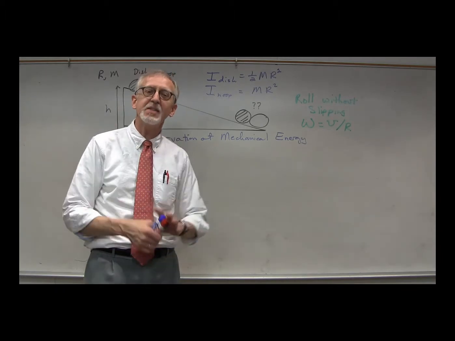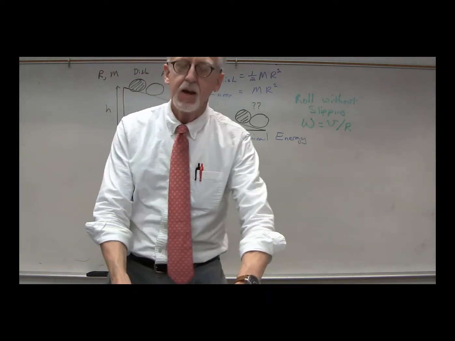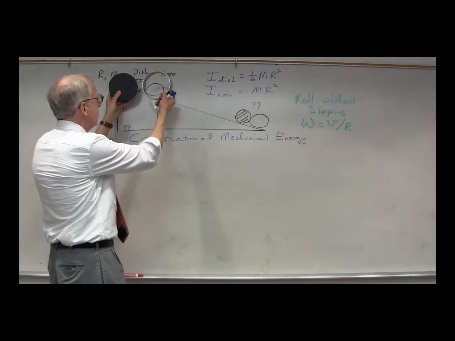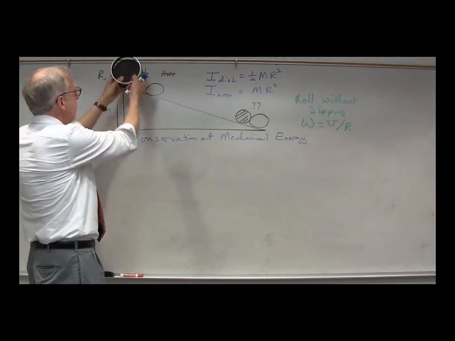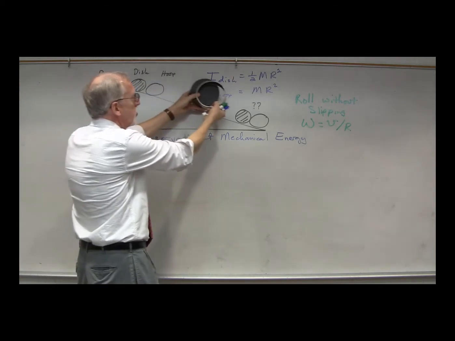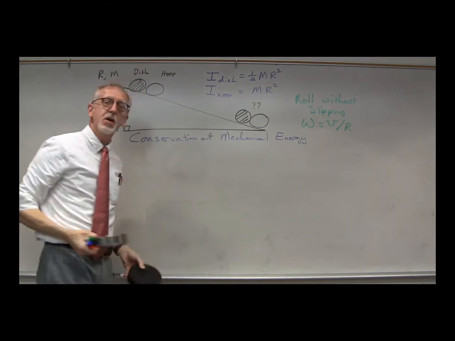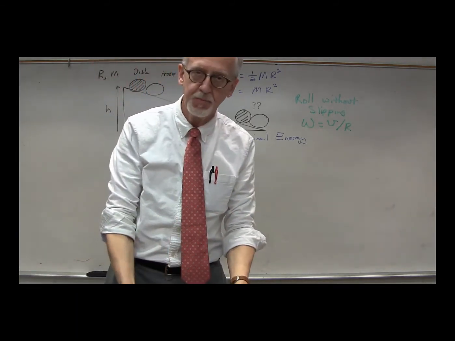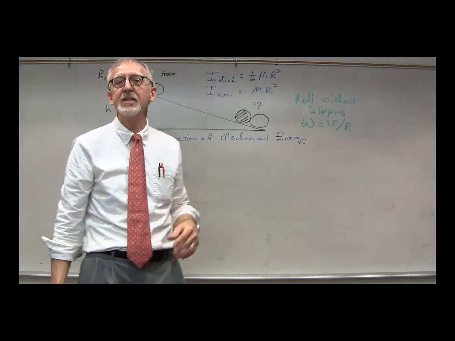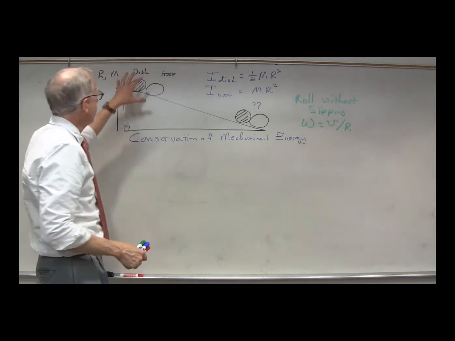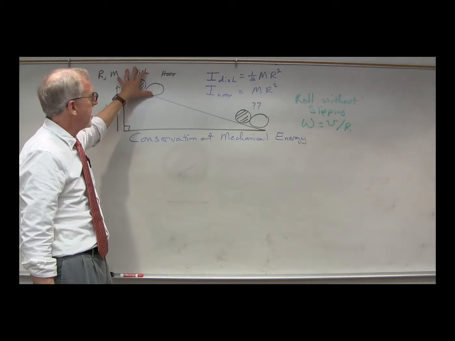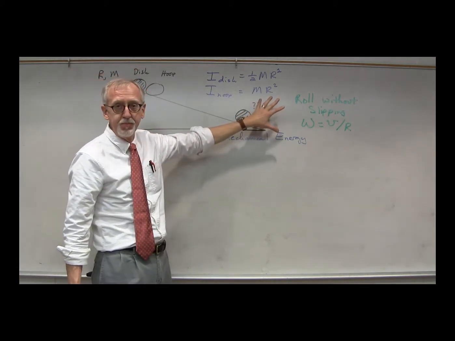Okay, here we go. Let's imagine we're going to have a race between a disc and a hoop. We'll put these up at the top of an incline, put them together, and then we'll let them go and let them roll down the incline and see which one gets to the bottom first. Now, let's see if we can analyze this theoretically first, and then we'll actually do the race and see what happens. So we've got them up at the top at first, and we'll start them both from rest and let them roll down to the bottom.